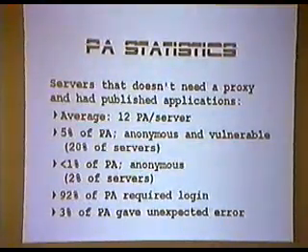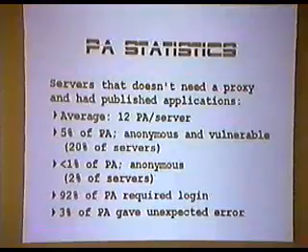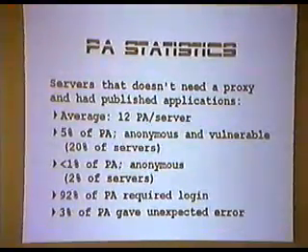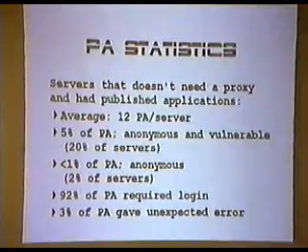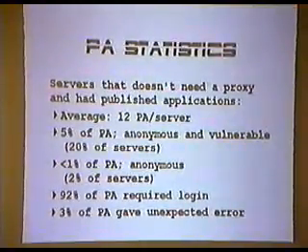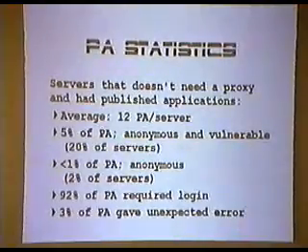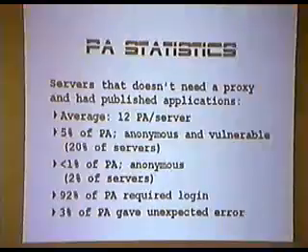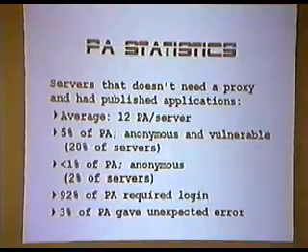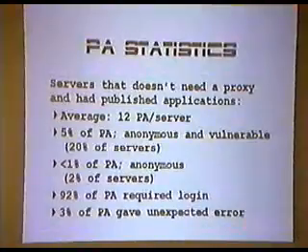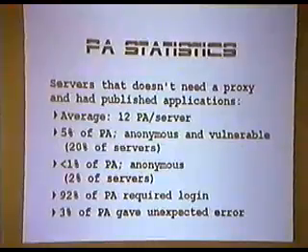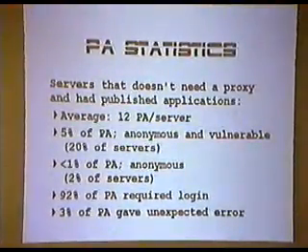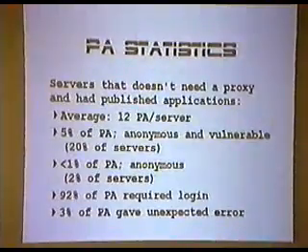Here's the fun stuff. The Citrix servers that you didn't need a proxy for and had published applications, so it removes many. The average was 12 published applications per server. 5% of all the published applications were anonymous and vulnerable. You understand me? So 5% of all the published applications under these conditions, I could just connect to, get the desktop and everything, and do what I wanted with it.